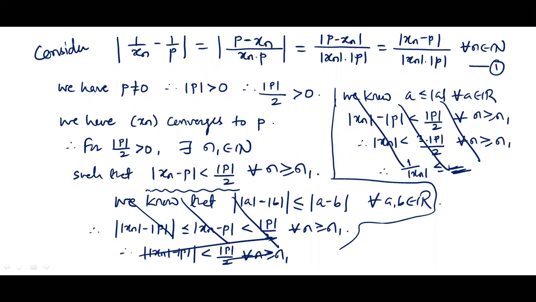See, observe this term. From this we can write, I'm writing again: we have mod of xn minus p is less than mod of p by 2 for all n greater equal n1.